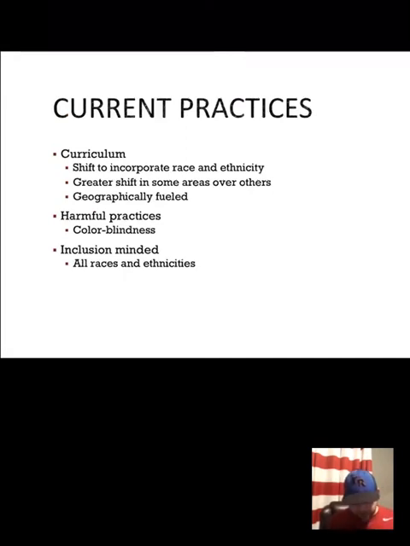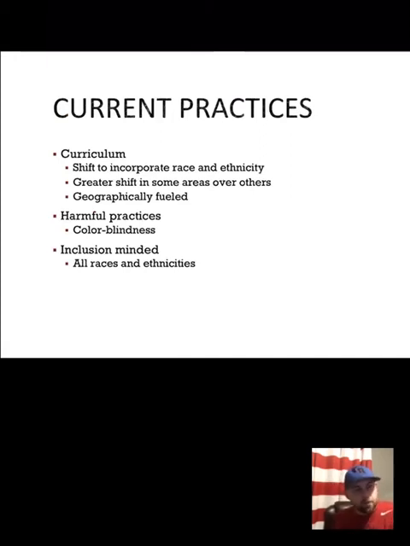Curriculum is now starting to incorporate race and ethnicity in different ethnicities. There's a greater shift in some areas than others, but to include other cultures and to include other races. I think it's kind of geographically fueled. I think more urban areas and bigger cities, this is something that you see that's been happening for a while, and you see it more prevalent, that culture is really ingrained in their curriculum. Maybe in a more rural, poor area, higher poverty rate, maybe it's still not as ingrained as it should be. There's still some acculturation in it, but we're starting to see that shift.